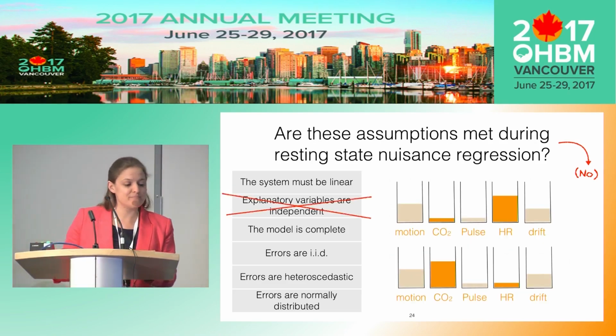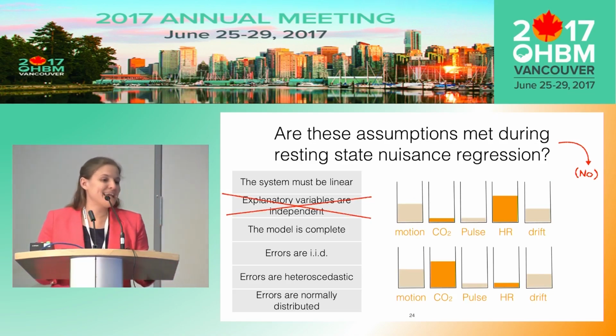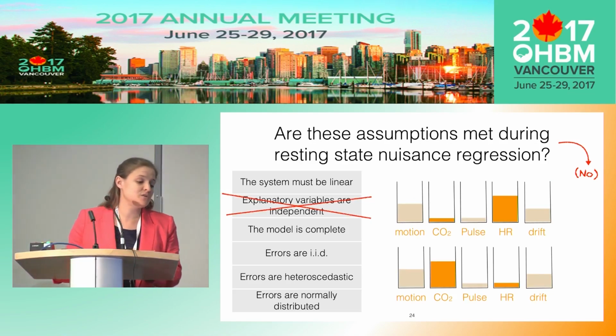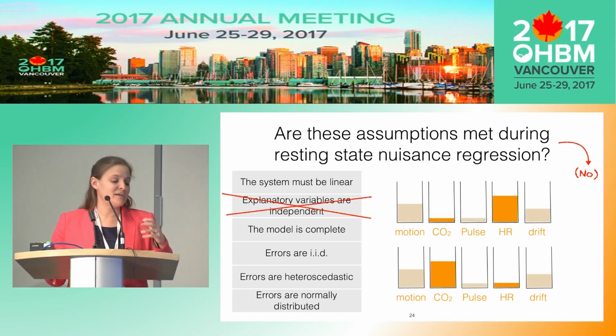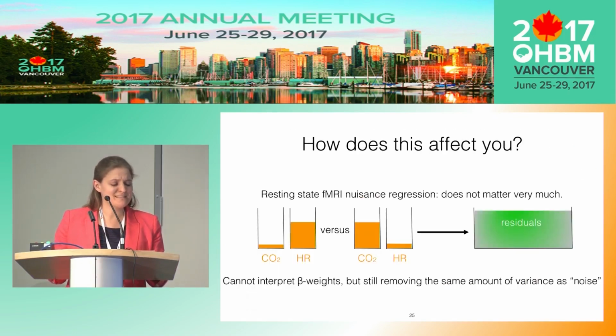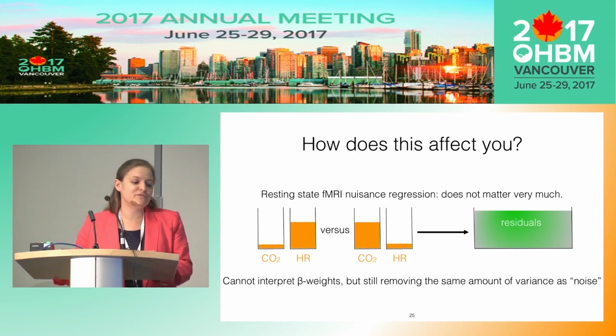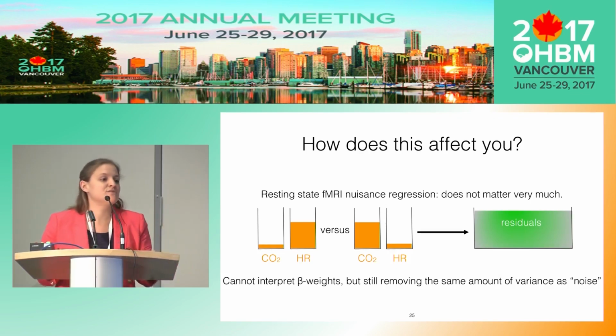So they're not independent. And what this means is that we can't really differentiate between these two situations, where we've allocated the variance in our data to CO2 or to heart rate. We can't differentiate these two scenarios. Does it affect you? In resting state fMRI, nuisance regression, not too much, because in either situation, you're removing that variance and you're interested in the residuals. You're not interested in whether or not it was heart rate or CO2 that was explaining that.